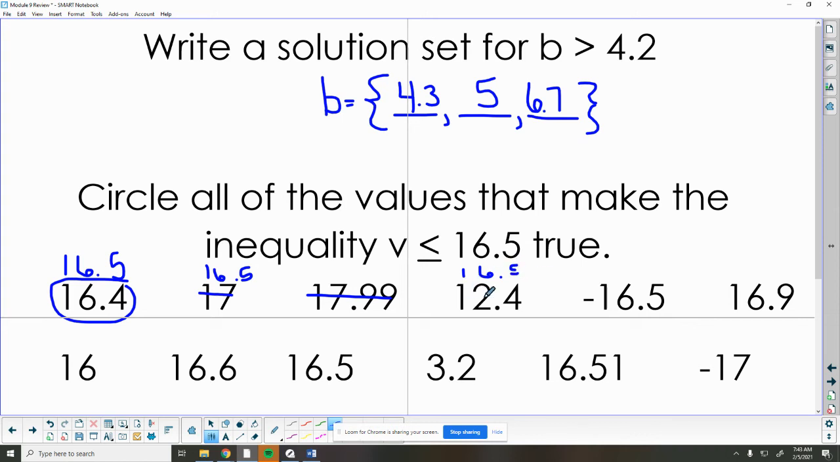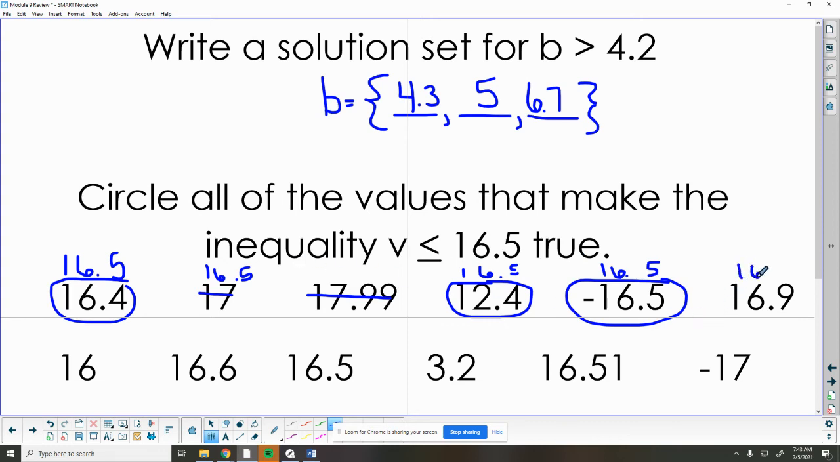So here we have 16.5 and 12.4. So smaller, 12 is smaller than 16. So this one, 12.4 is true. Negative 16.5. I'm noticing they're exactly the same numbers, but this is all the way to the left of 0. So that is good, right? We want numbers to the left. That's to the left of 0. This is to the right of 0. So it's definitely to the right.